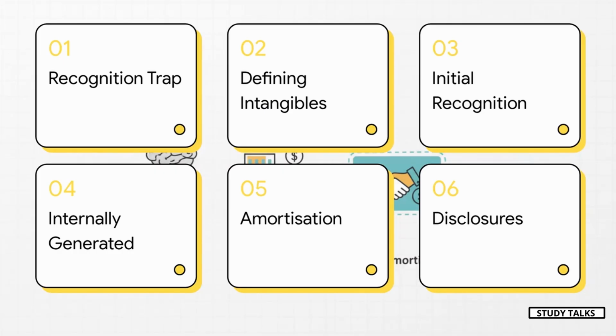So here's our game plan. We'll start with what I call the recognition trap and get a super clear definition of what an intangible asset even is. Then we'll cover how to get it on the books with initial recognition. After that, we hit the really tricky part, internally generated assets. This is where the marks are. Then we'll look at the asset's life through amortization. And finally, wrap it all up with retirements and disclosures.